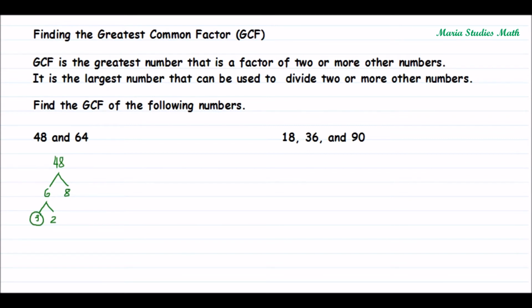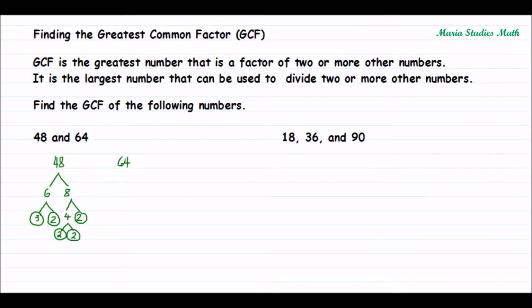Next one, we have 2, which is also a prime number because 2 can only be factored as 1 times 2. Also do the same for 8. So 8 can be factored as 4 times 2. 2 is already a prime number, but 4 can still be factored as 2 and 2, where both 2's are prime numbers. Now let's do the same for 64.